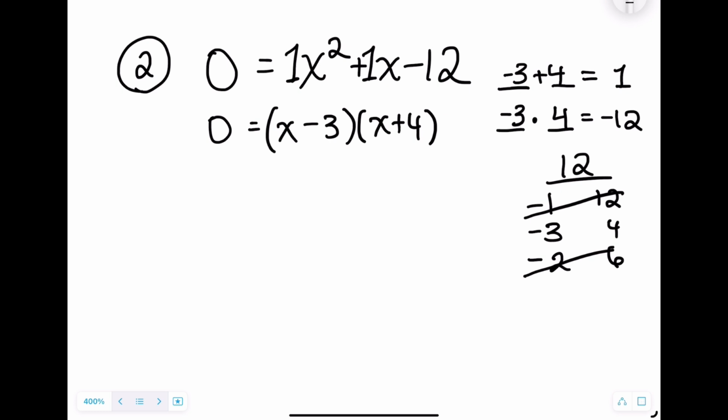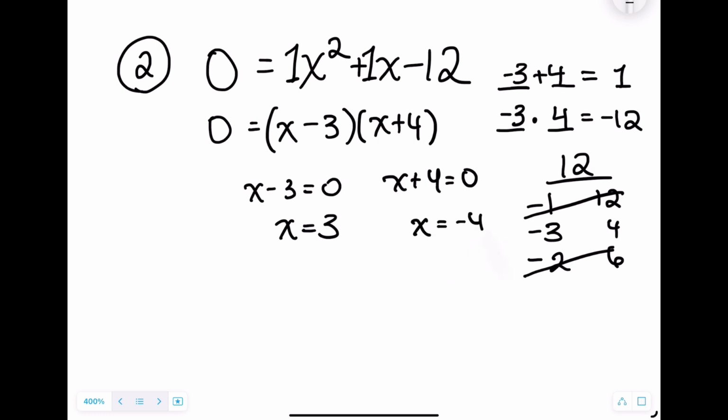And just like before, we can set the factors equal to 0. So x minus 3 and x plus 4, when set equal to 0, solve to x equals 3 and x equals -4. Okay, so we have our two solutions to this equation. Now let's change things up a little bit.